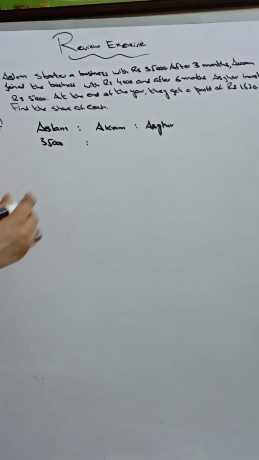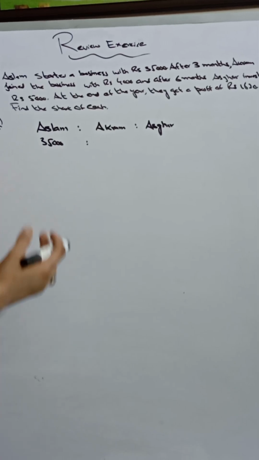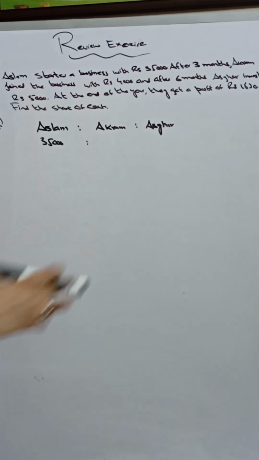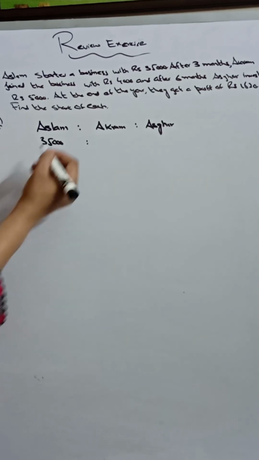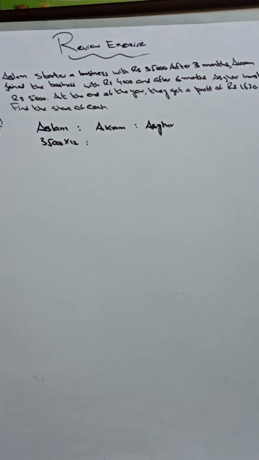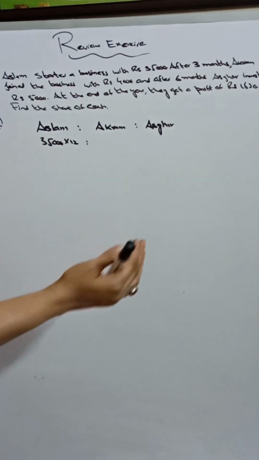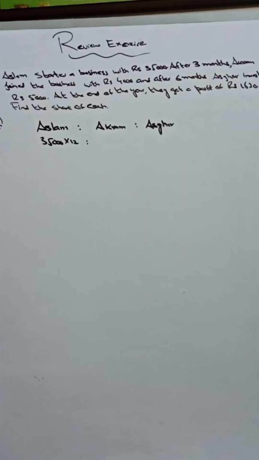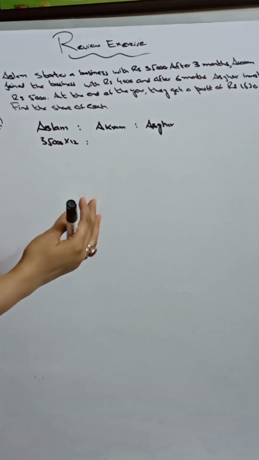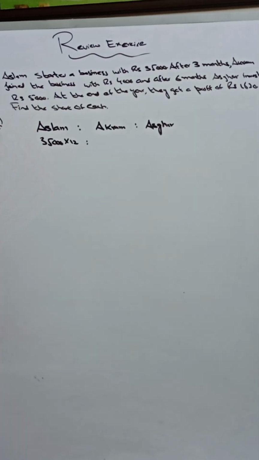All right. So his contribution for this business is for 12 months. So you will write here 35,000 multiplied by 12. All right. This is the main point. Now, after 3 months, Akram joined the business. It means he joined from April. Suppose. So 12 minus 3, what will be the answer?